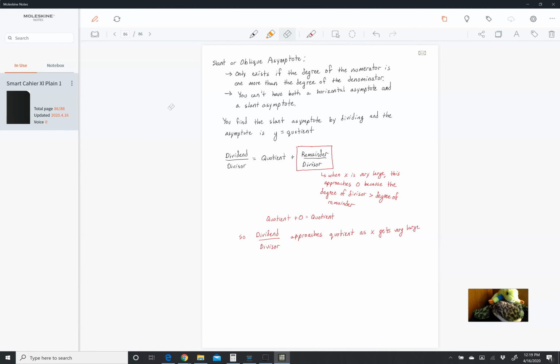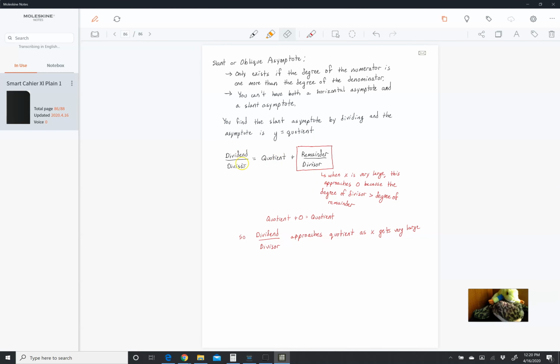Okay, let me explain that one more time. We know that in any function f of x, the dividend over the divisor is equal to the quotient plus the remainder over the divisor. We've talked about this a lot when we were doing long division and the remainder theorem, factor theorem. Here we're saying that the degree of the remainder is less than the degree of the divisor. If that's true, then when x gets very, very large, this approaches 0. We know that from everything we talked about with horizontal asymptotes.